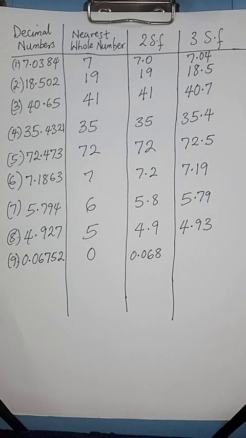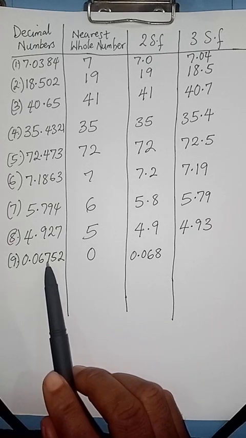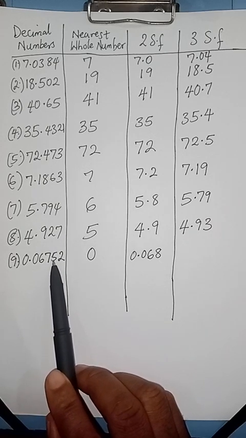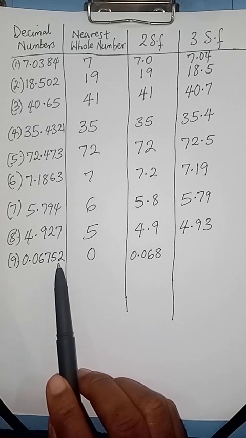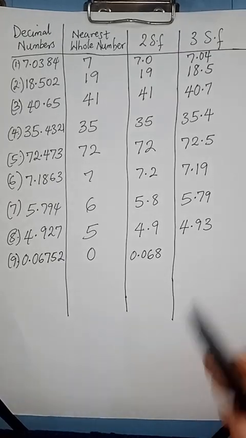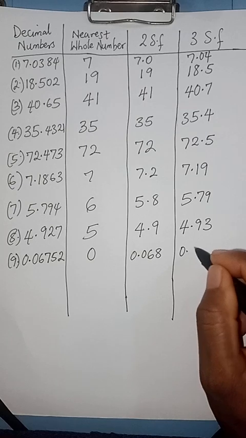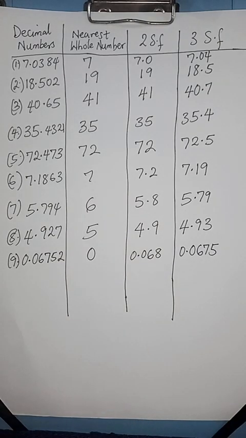Now let's go to 3 significant figures. The 3 significant figures, they are 0.0675. But before we write it, 0.0675, I'll check the digit after 5. The digit after 5 is 2. I'm rounding down. So it becomes 0.0675. Now let's look at the last example.